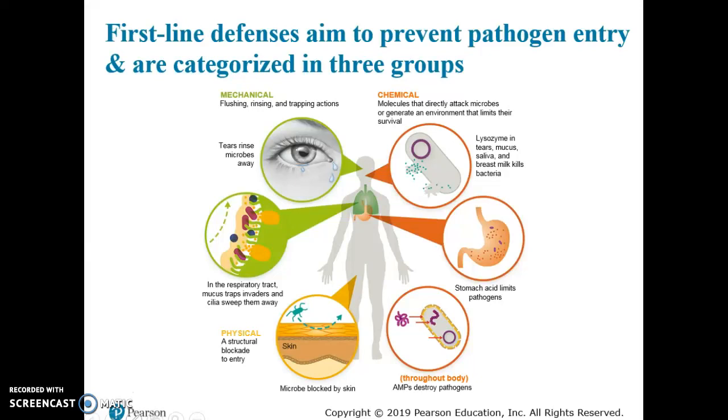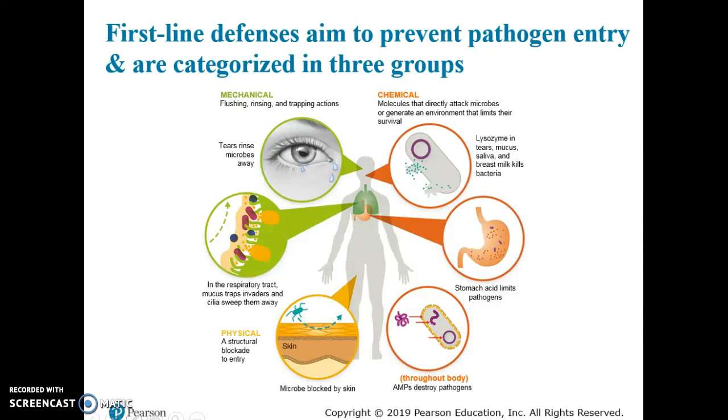All right, so the first line of defense aims to prevent pathogen entry. Those defenses are categorized into three major groups: mechanical, chemical, and physical. With physical, you've got the skin, and that really is the major physical barrier. Mechanical, you have a process. The two major processes seen on this figure are tears that lubricate the eye to allow for proper eye function, but also to rinse microbes away.